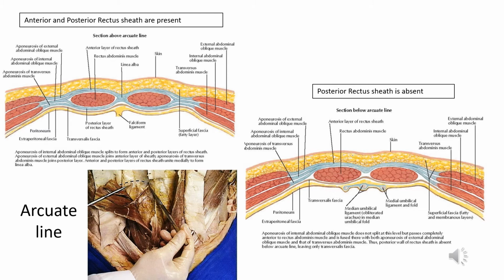Below the arcuate line, only the anterior rectus sheath is present, which is formed by the aponeurosis of external oblique, internal oblique, and transversus abdominis. It means below the arcuate line, rectus abdominis lies directly on the transversalis fascia.